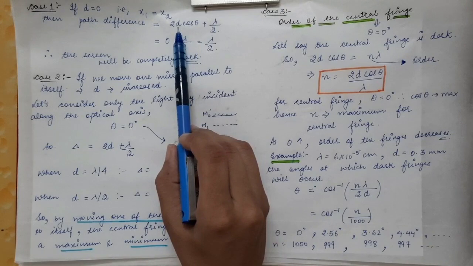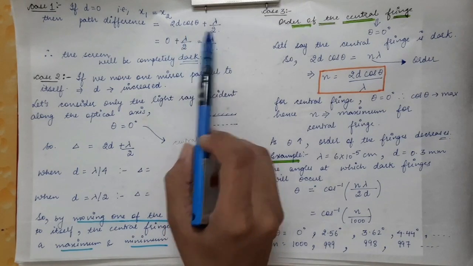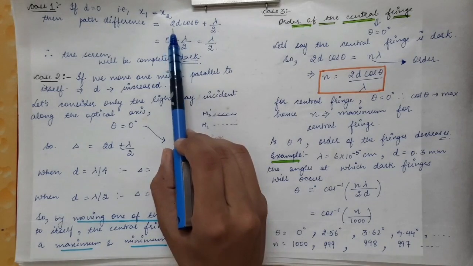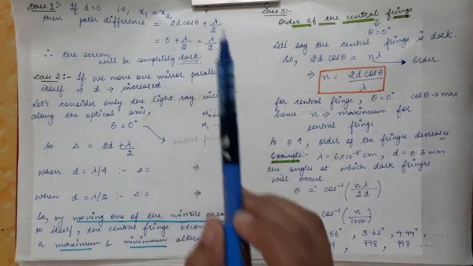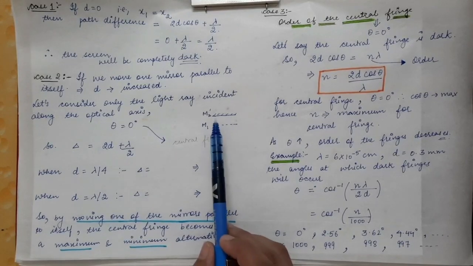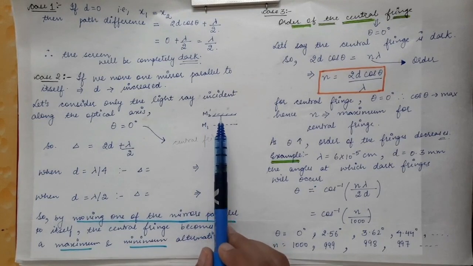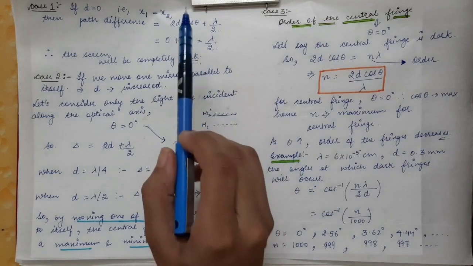So in Michelson interferometer, when we draw the diagram according to one optical axis, in that case we get one mirror M1 and we get another mirror M2 prime, which is the image of the mirror M2.